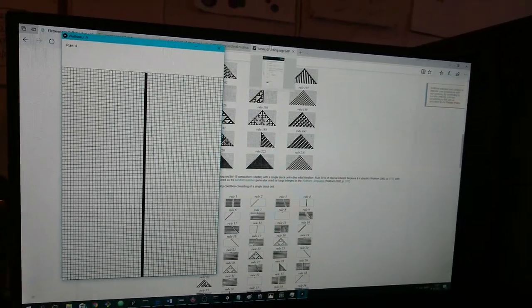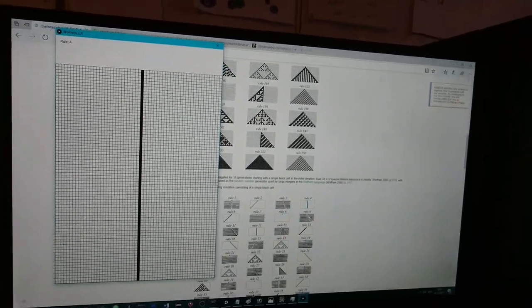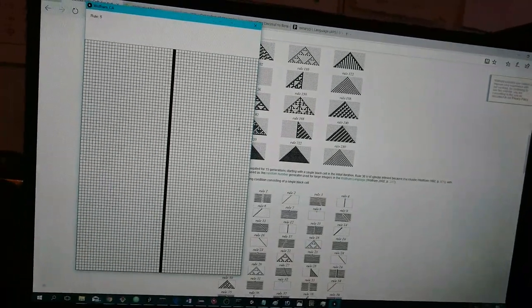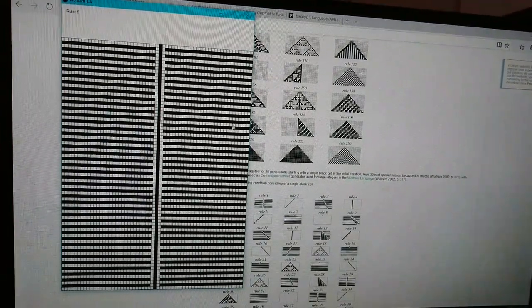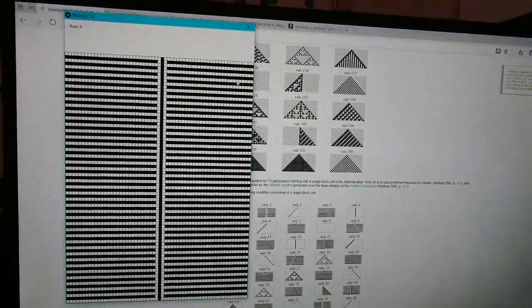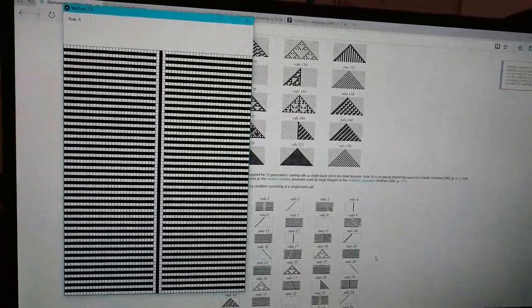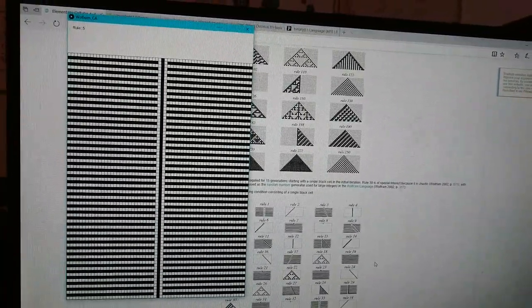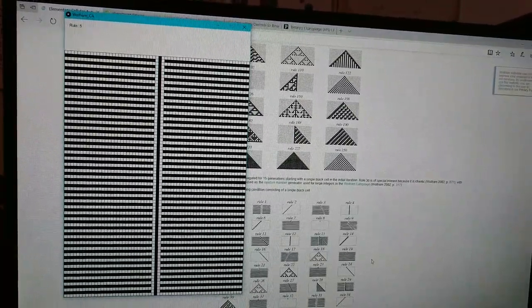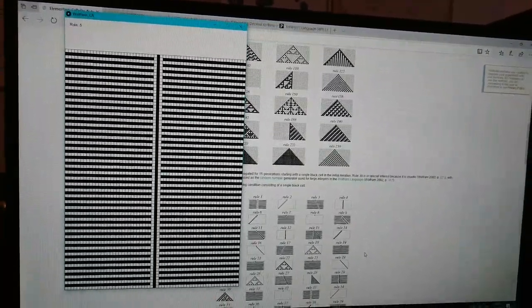I'm going to publish this on GitHub. The code will be on GitHub, and we'll give that in the description. Play with this yourself. I'm also going to make a version of this where it's a 2D CA.